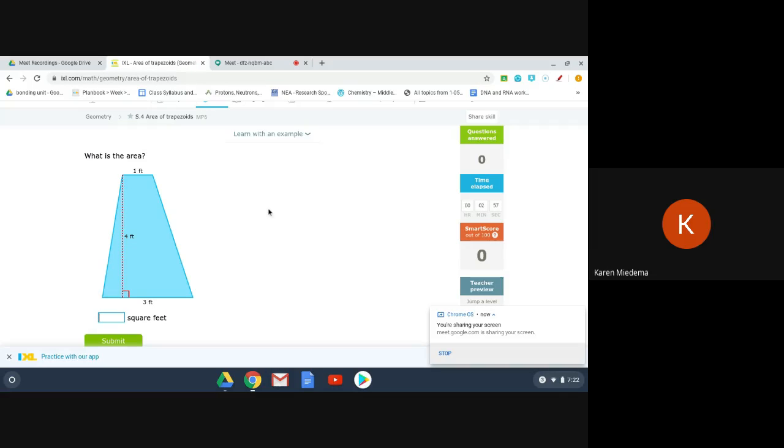Okay, today we're going to take a look at S4 Area of Trapezoids. So we're going to start out with this first one here that I just pulled up. It says, what is the area?